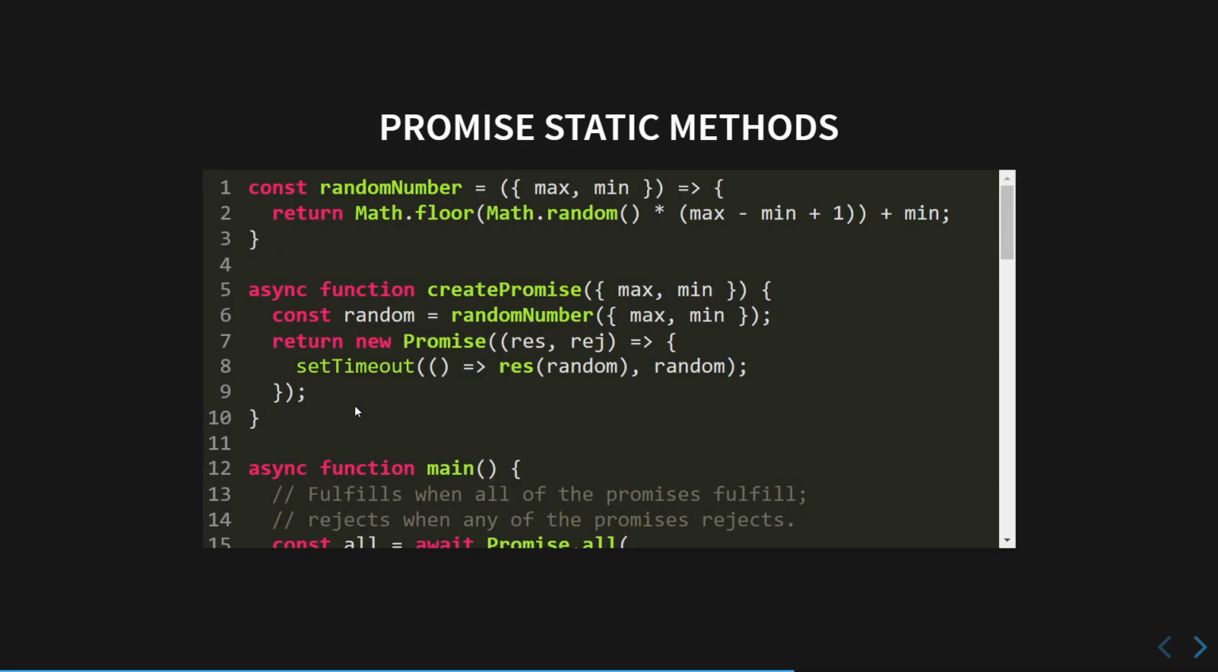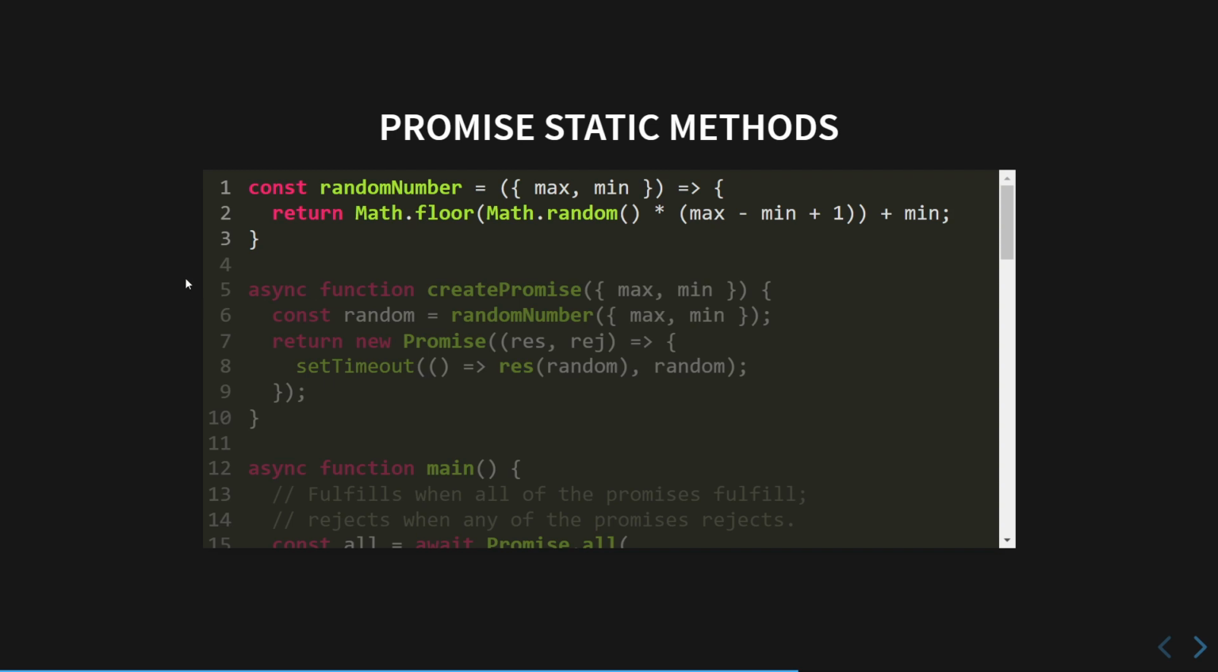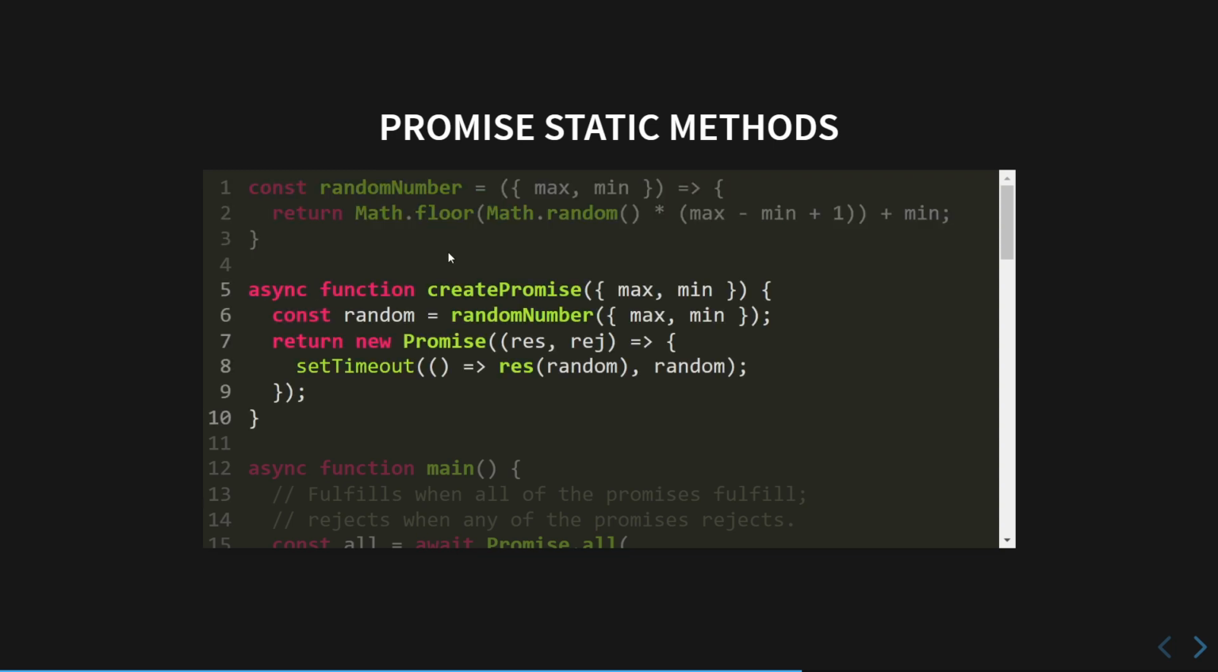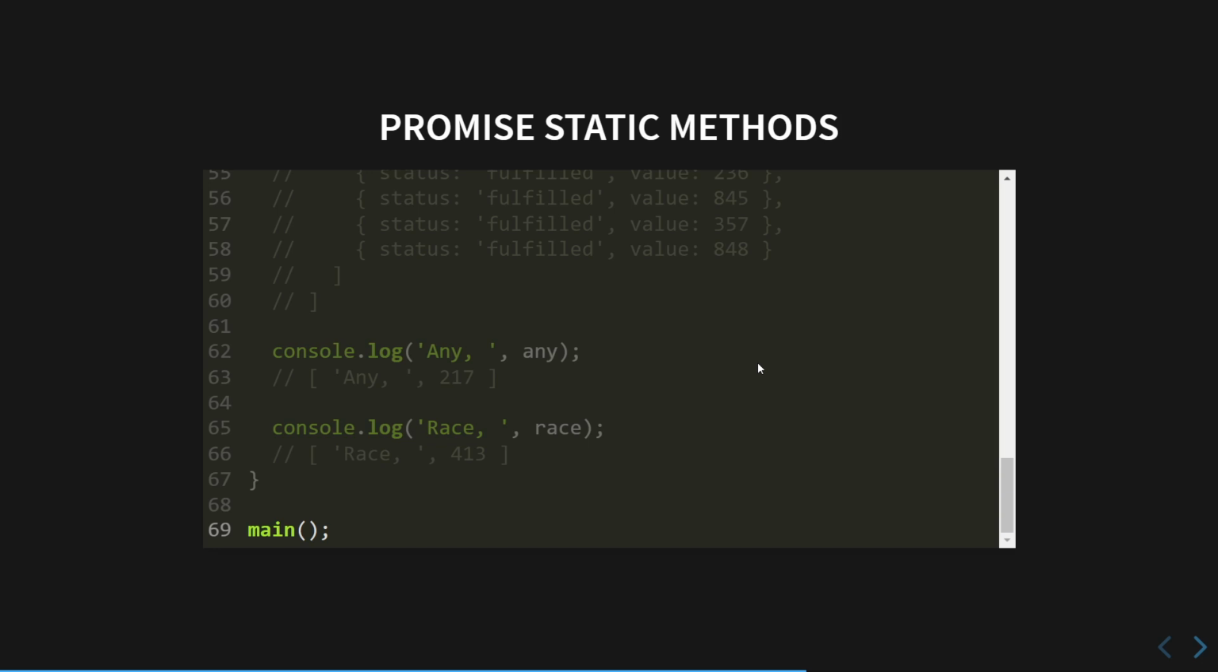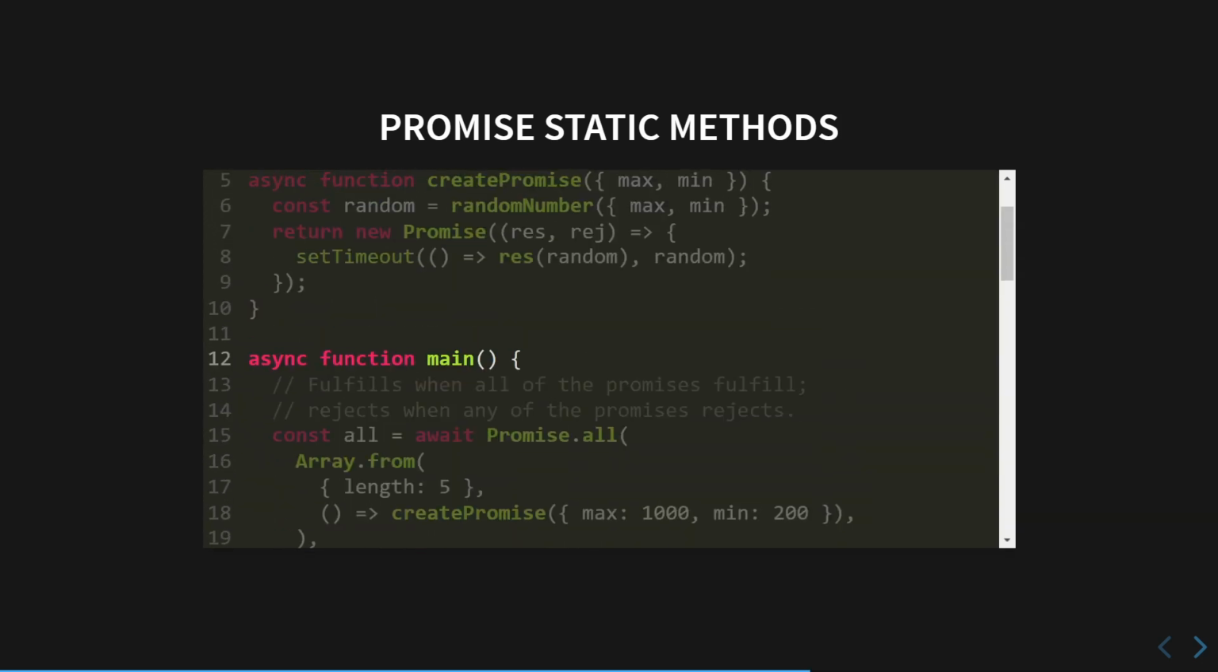So here's our little code example. I've got a function here that generates a random number between a min and a max, and we use this for the number of milliseconds that we want our promise to wait for. And then I have a little function here that creates a promise. It generates this random number, and then it resolves the promise after a random amount of time. Then once we move to main, we call this big main function.